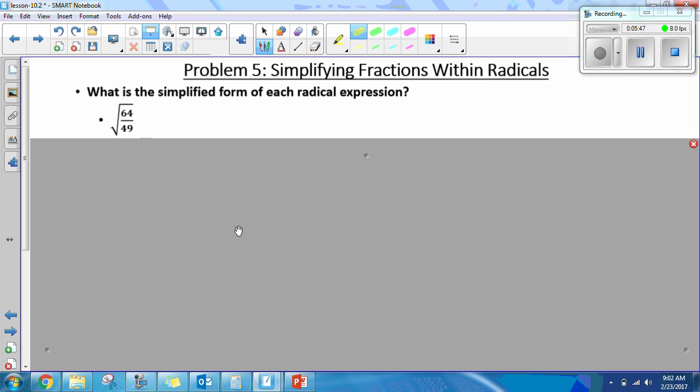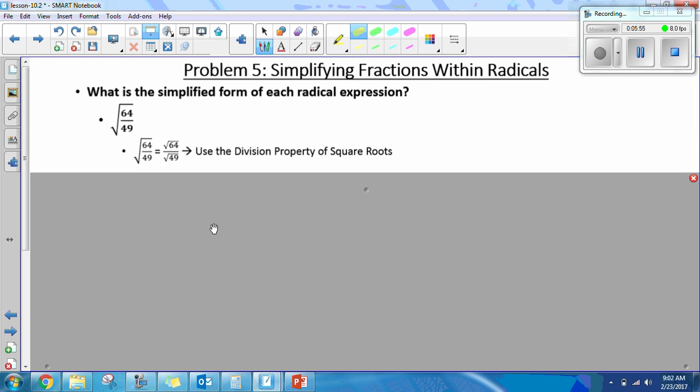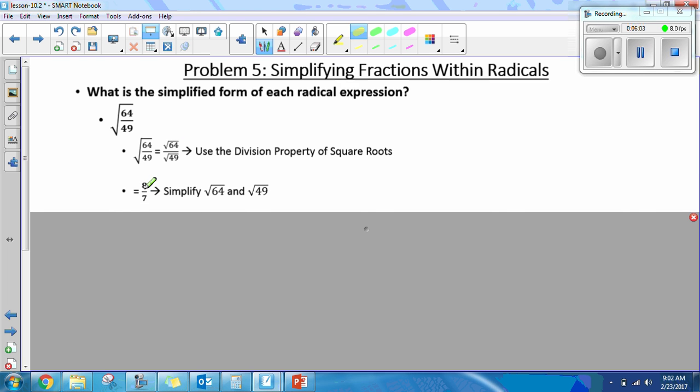What is the simplified form of each radical expression? So we have radical 64 over 49. We're going to rewrite this as radical 64 over radical 49 using the division property of square roots. And we know that radical 64 is equal to 8, radical 49 is 7.